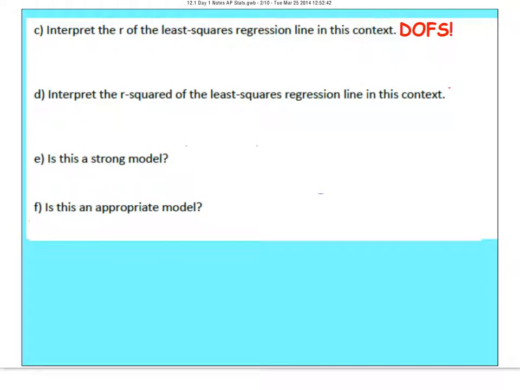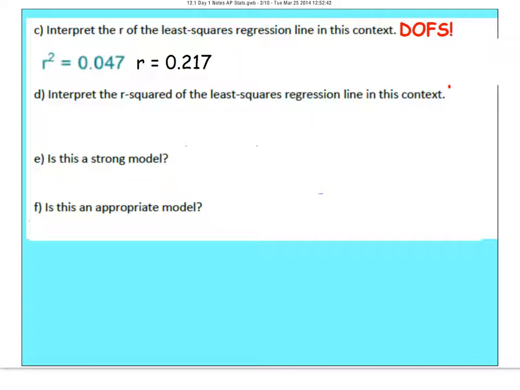Letter C is a great review question also. Here they want us to interpret R of the least squares regression line and do this in context. Whenever they want you to explain R for bivariate data, that means your DOFs. Remember, direction, form, strength, and any possible outliers. Now, R was not recorded, but R squared was. So what we can do is take R squared and take the square root of that. If we take the square root of that, we get 0.217.